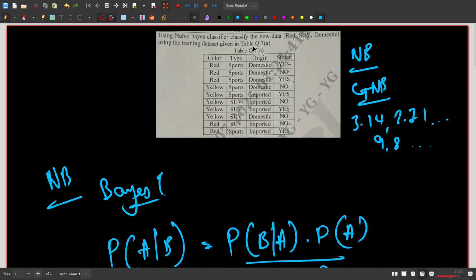Now here they've asked us to classify this particular target data, so red SUV domestic, and they have given a training data set, and they're asking us if this particular target data will be stolen or not.